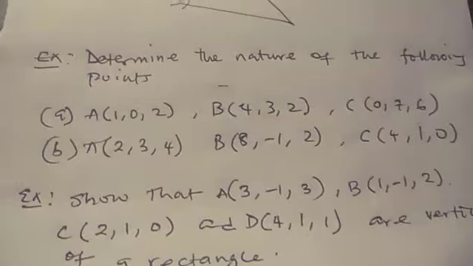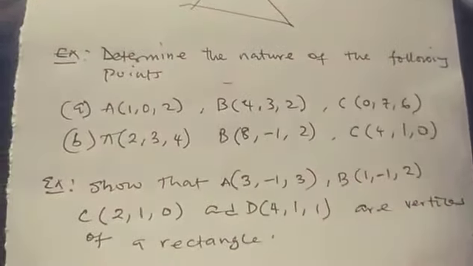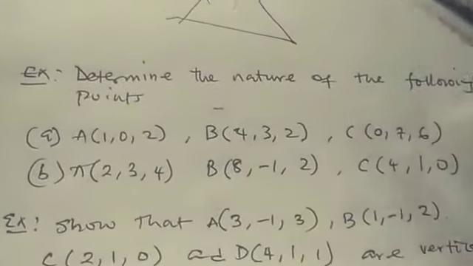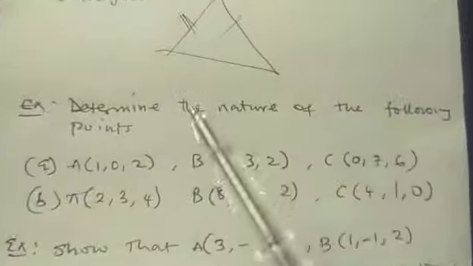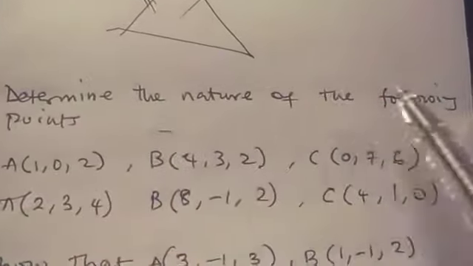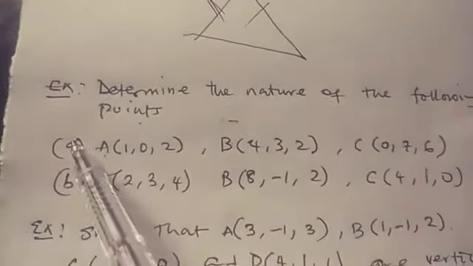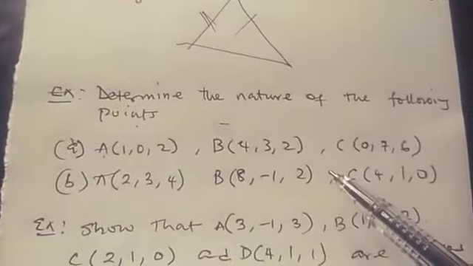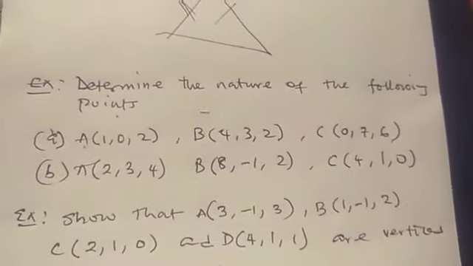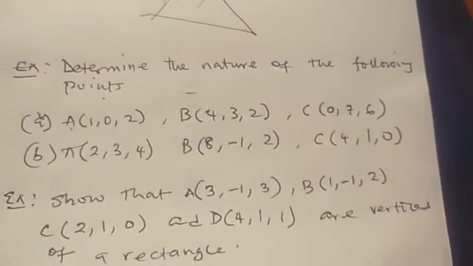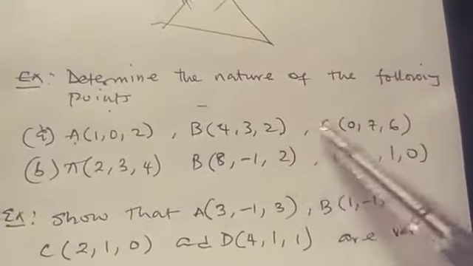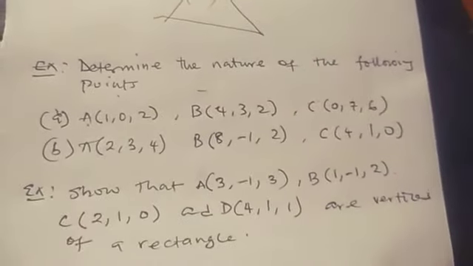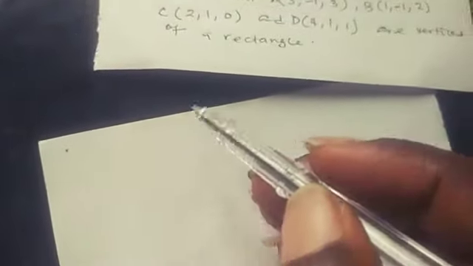Let's take another example. These are the examples that you are going to solve yourself, but I will explain. Determine the nature of the following points. Now, if you have three points, you should know that they are talking about a triangle. So they want you to show which type of triangle this is, and you need to know the types of triangles and their properties.